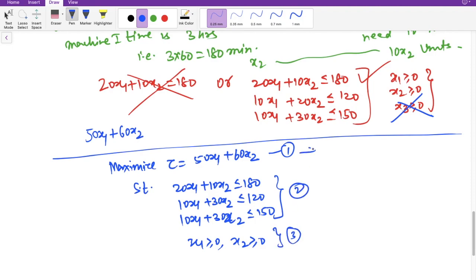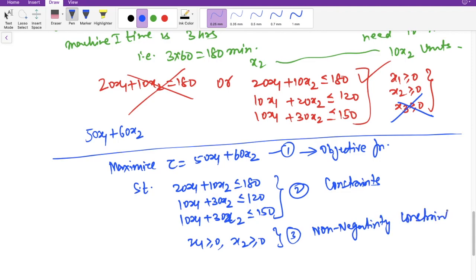Just to revise the things, it's your objective function, these are your constraints, and these are non-negativity constraints. And that's a linear programming formulation. Get full marks. It was so easy, and I find it to be very, very interesting, and I hope you do the same thing.